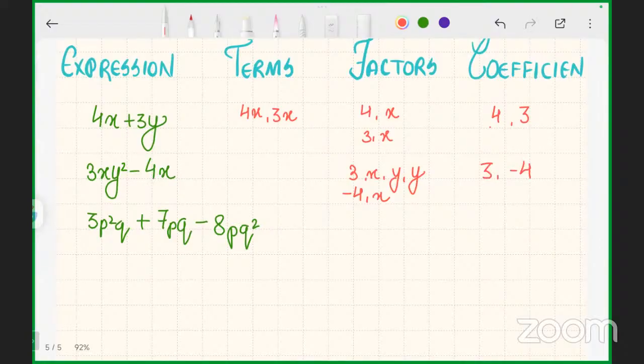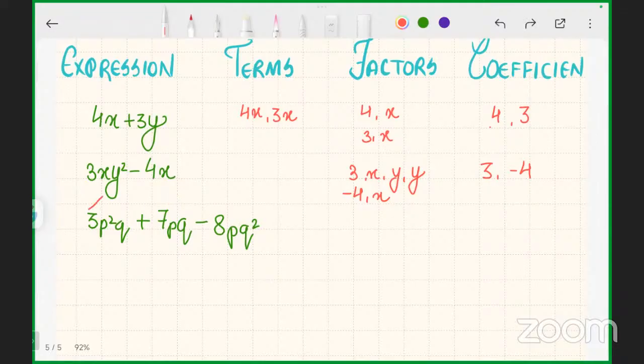Next question. The terms are 3p squared q plus 7pq minus 8pq squared. So the terms are 3p squared q, of course the first one, the second one, and negative 8pq squared. The numerical factors are 3, 7, and negative 8.